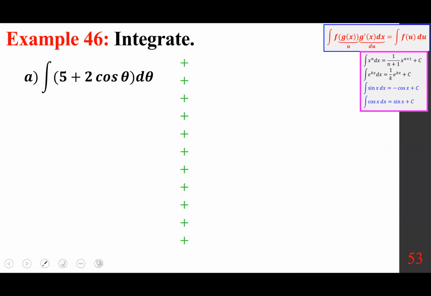We want to integrate. The independent variable is theta. This is 5 theta. Cosine, the derivative is negative sine, but the integral is positive, and we are done.